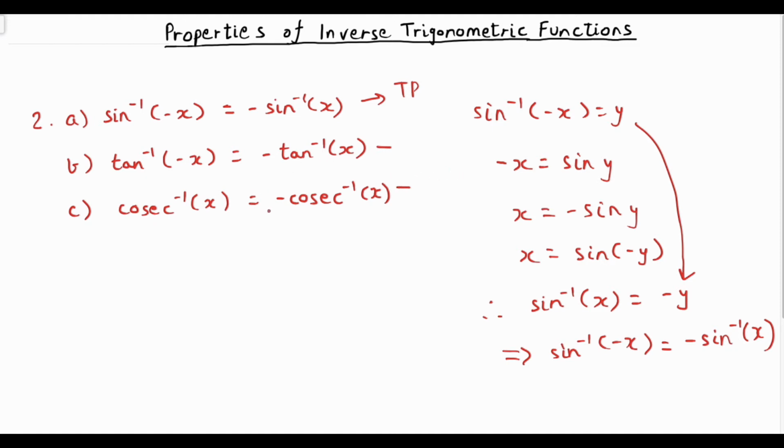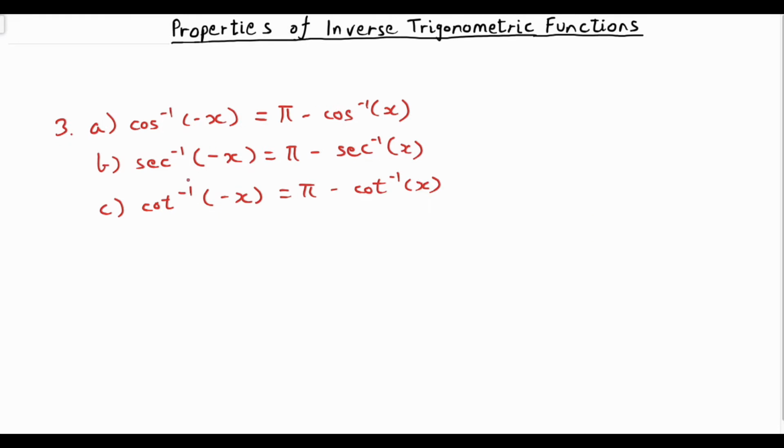Since tan and cosec are both odd functions, this transformation will hold for both of them. Recall that cos and sec are not odd functions. Therefore, the formulas are not the same for cos and sec. Cot inverse x is also an odd function, but we can't use the same formula for cot because cot inverse is defined from 0 to pi. Here are the formulas for cos, sec and cot.